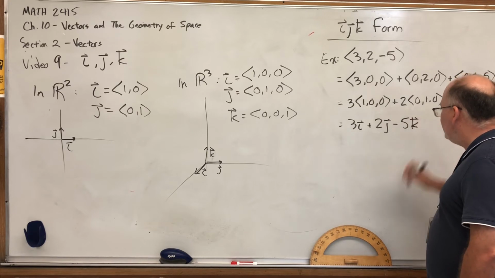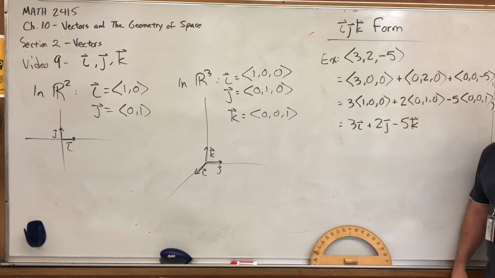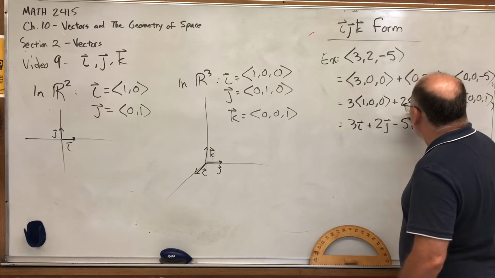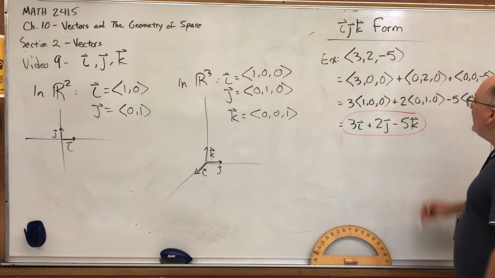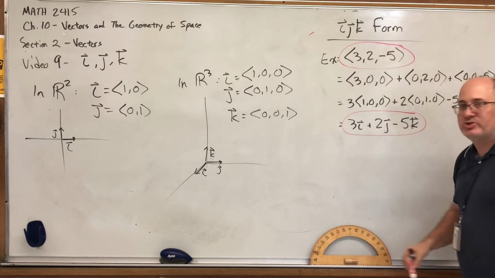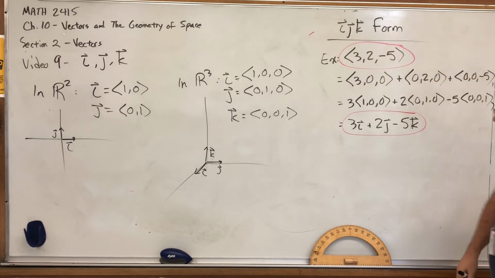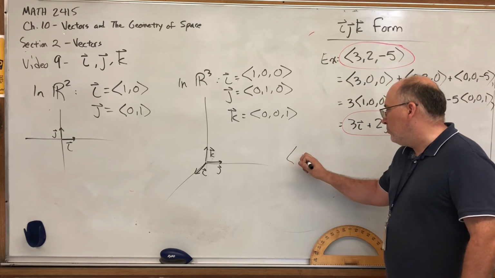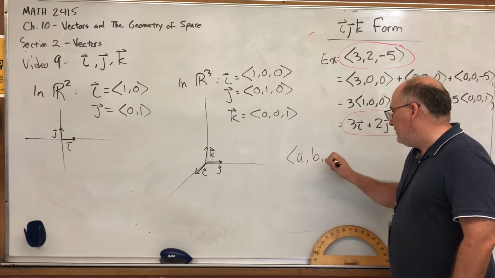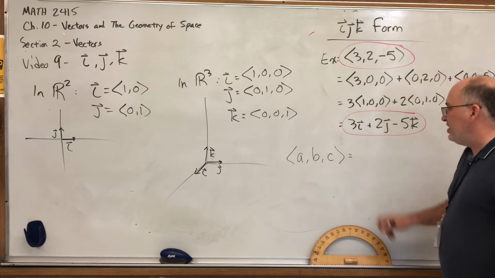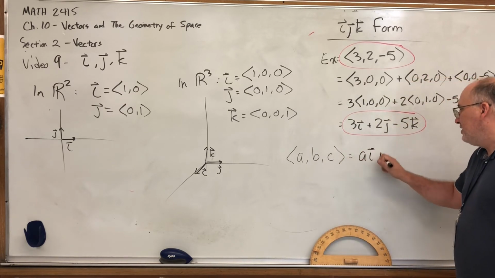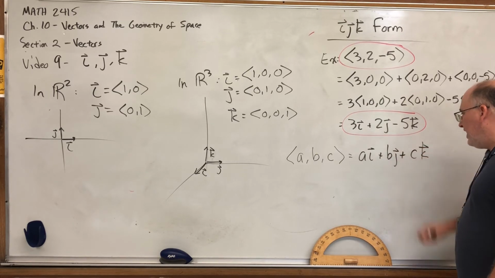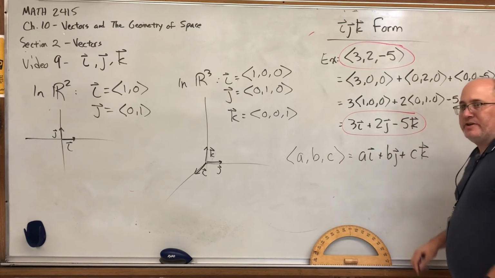Now that's a lot of hoops to jump through just to write this in a different form, but it shouldn't surprise you that the coefficients of I, J, and K match the components in the original component form. So in general, if you have a vector in component form, we'll call it (A, B, C), then in I, J, and K form, it's AI + BJ + CK. And if we were in 2 dimensions, then there would just be an I and a J.